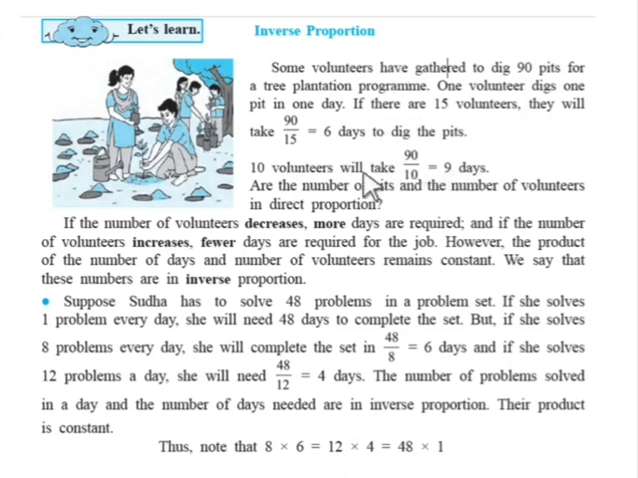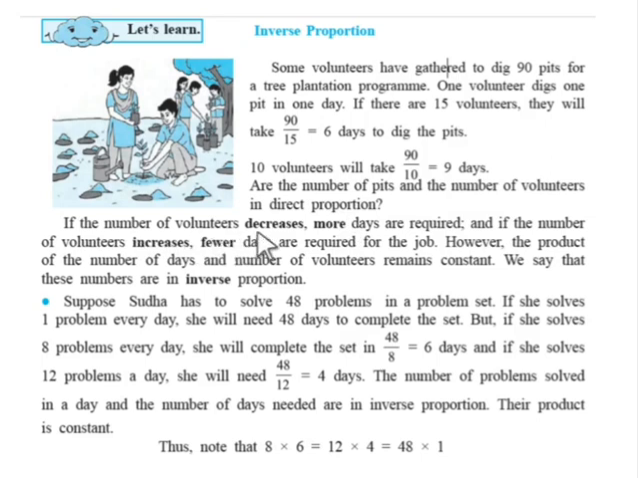Now here from these examples, you have to find, are the number of pits and number of volunteers in direct proportion? So children, think over it and find out whether number of pits and number of volunteers are in direct proportion. Yes, what conclusion will you make? Here, as the number of volunteers increases, they will dig more pits. That is, the more the number of volunteers, the more pits will be dug. Hence, this is an example of direct proportion.